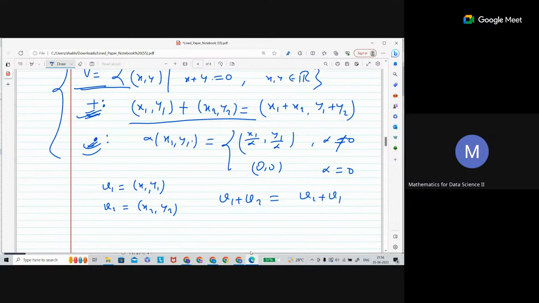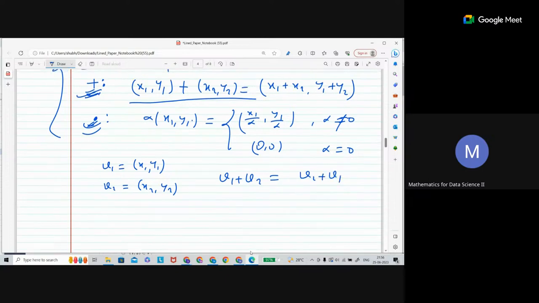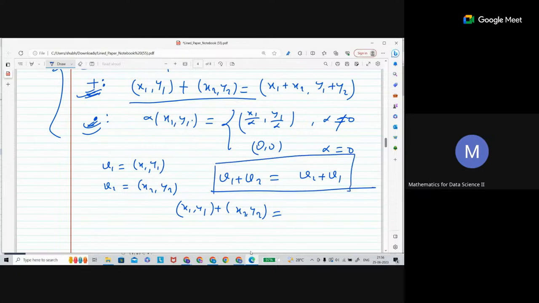V1 plus V2 should follow V2 plus V1. This is called commutative. What does it mean? (X1, Y1) plus (X2, Y2). Let's check the left side. I want to check this condition. As you know, in maths, since childhood, when you want to satisfy some equation, you take the left hand side and try to reach the right hand side. This is the way, right?